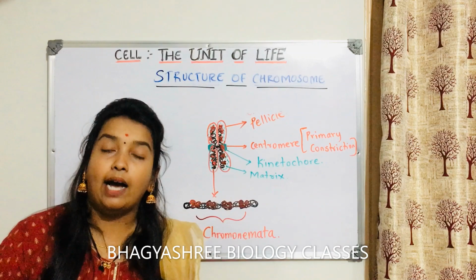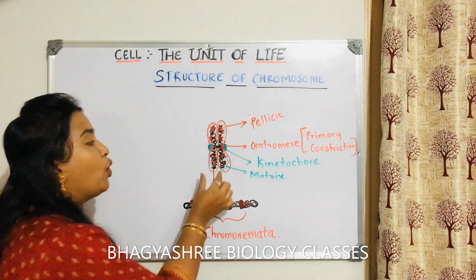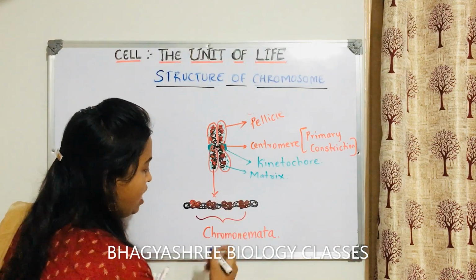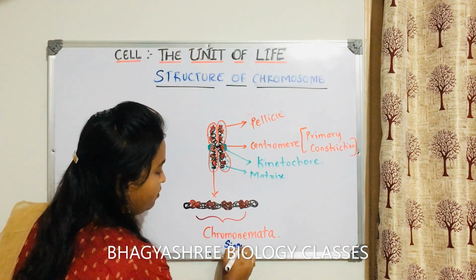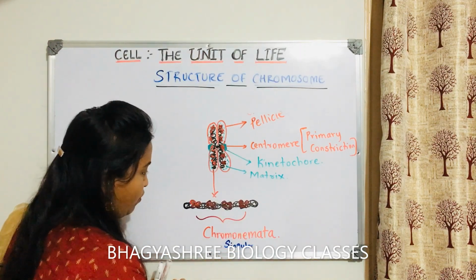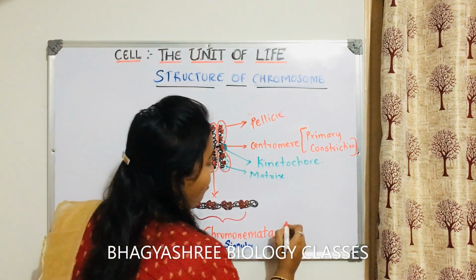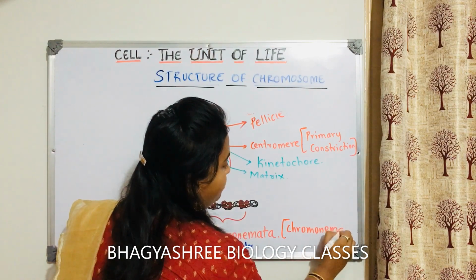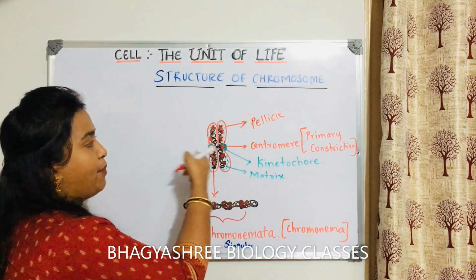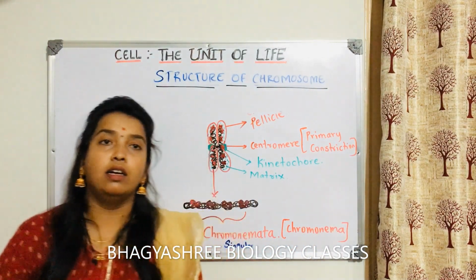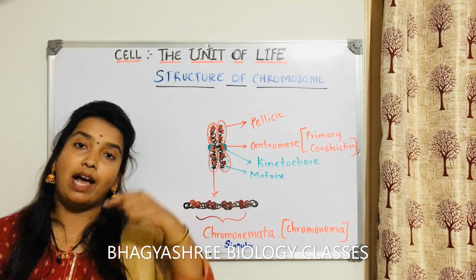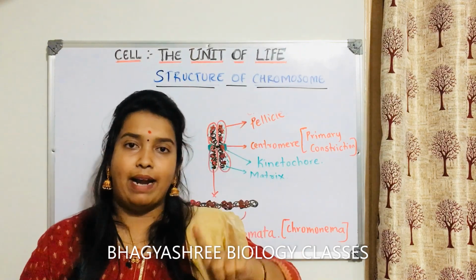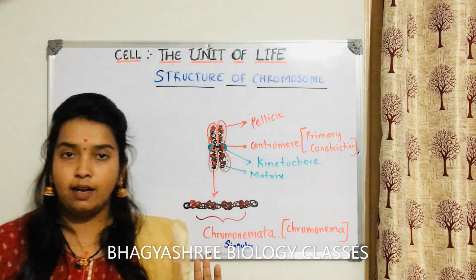So when it is plural, we call it chromonema. So this is singular, and plural is chromonema. No confusions. It's clear. So if you consider this type of chromosome, how many will you have, chromonemata or chromonema? You will see chromonema. If you are talking about one chromatid, it will have chromonemata.